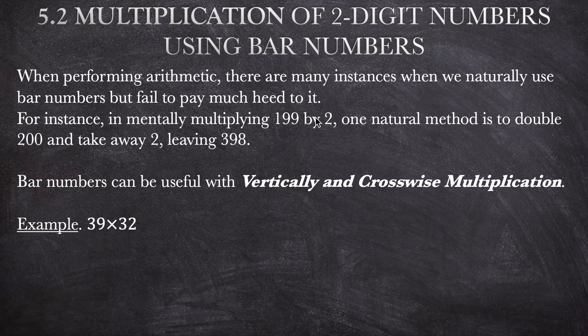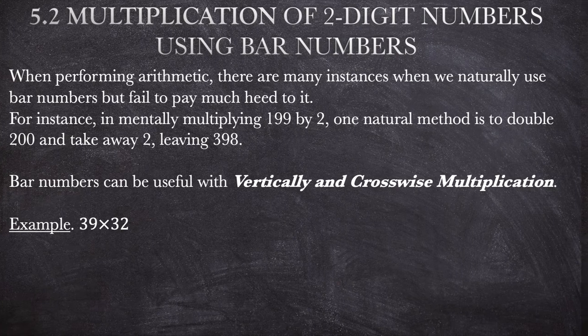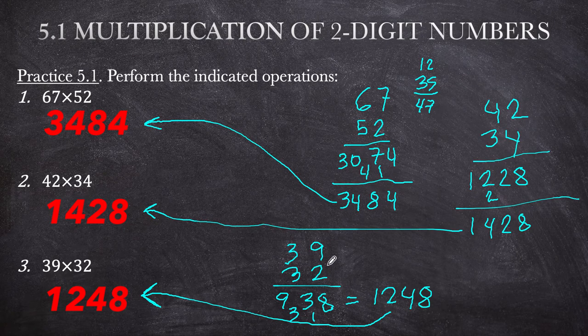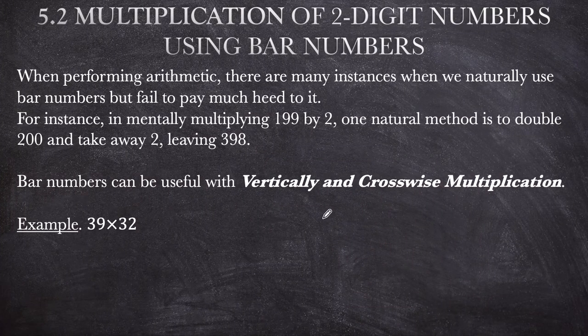So take a look at this. We have 39 times 32, which is the one we have shown here before. The answer is 1248. But notice, we can make use of bar numbers by changing 39 into 4 bar 1, right? So 1 taken away from 40 is 39. So 4 bar 1 instead of 39, and then we're going to multiply that by 32.